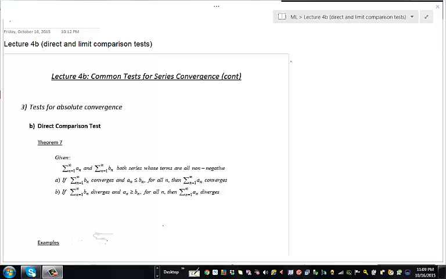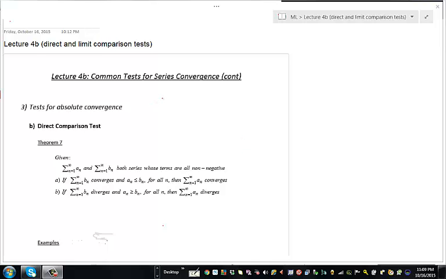We're going to now look at two tests for absolute convergence that are related. They're tests that are generally used when we're dealing with series that look like p-series or look like geometric series, but they're not exactly in that form. And this first theorem is called the direct comparison theorem.